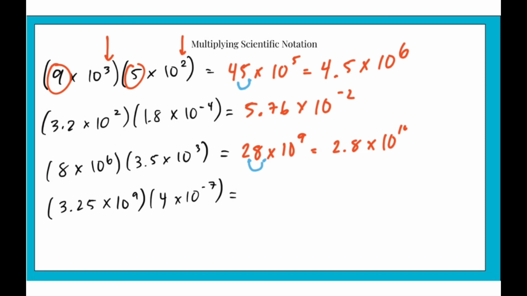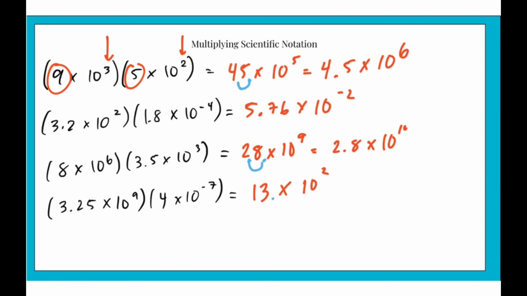The last one, 3.25 times 4, that becomes 13 times, now I'm going to do 10 to the power of 9 plus -7, that's positive 2. All right, what do you think? Are we done? Or do we have to do one last thing to that 13?